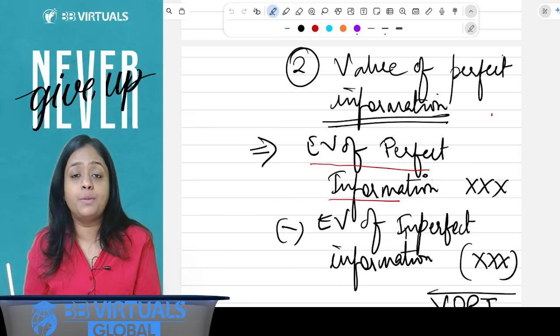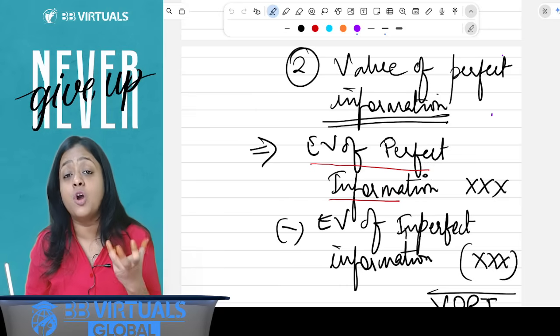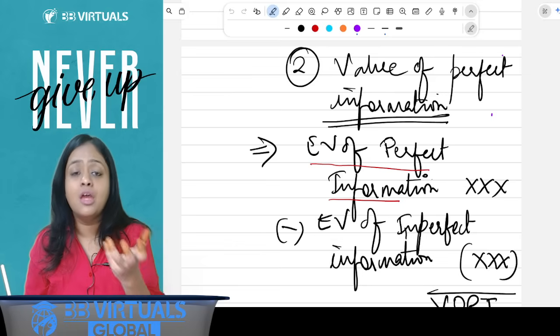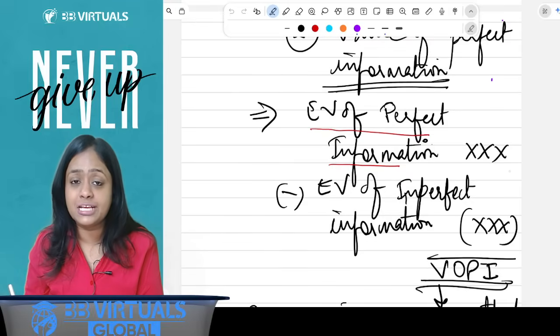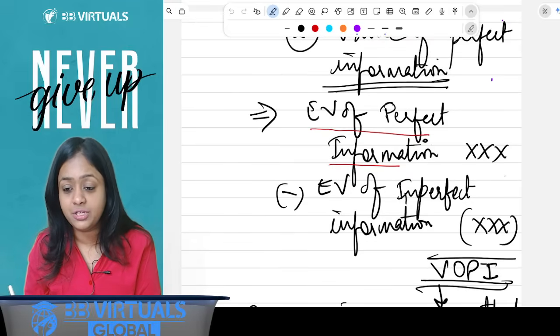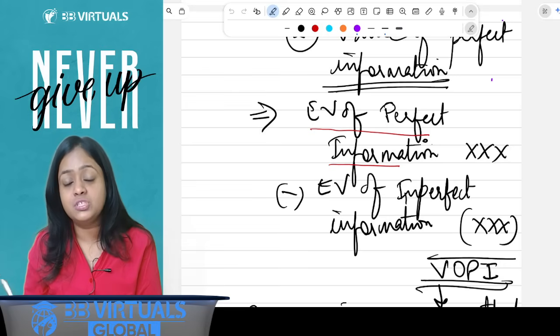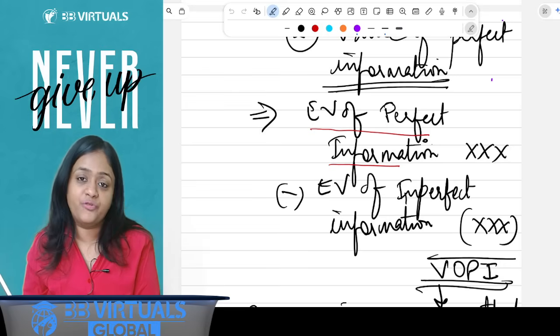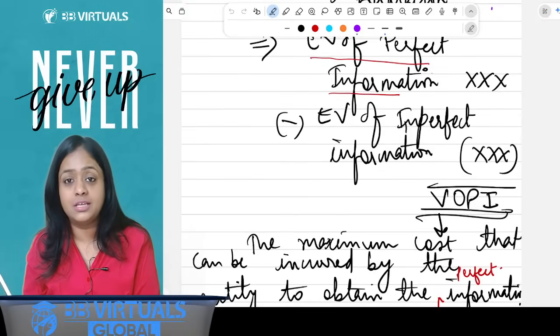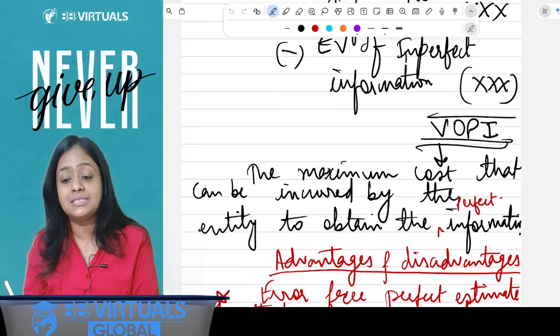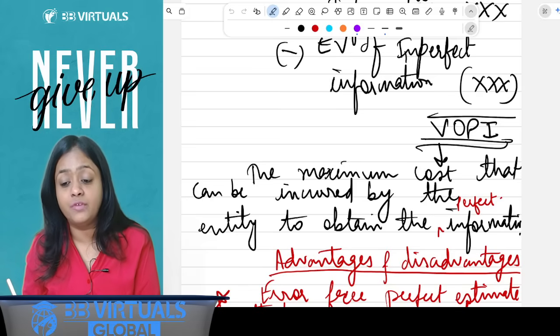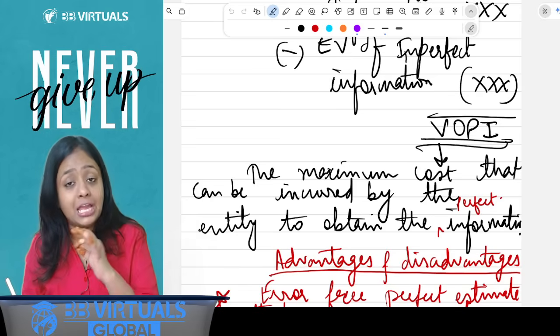How can you derive the perfect information? It simply means how much cost the entity should bear to derive this perfect information. So this is calculated as the expected value of perfect information, from which you subtract the expected value of imperfect information. The answer that you get is the value of perfect information. That means this is the maximum cost that can be incurred by the entity to obtain the information perfectly, accurately.